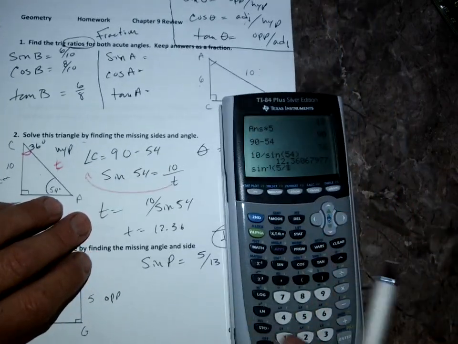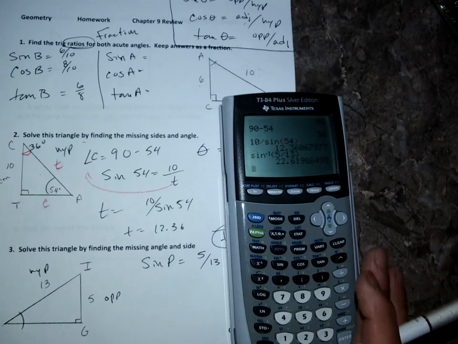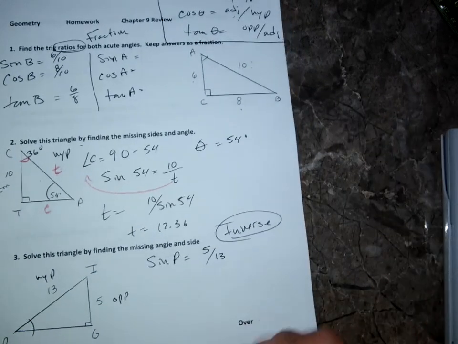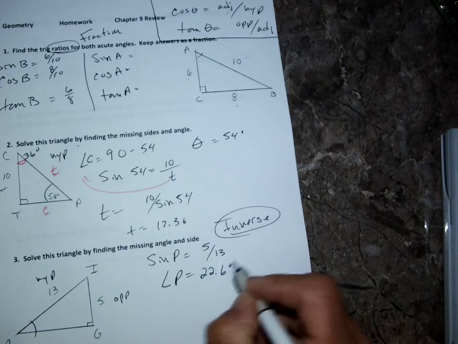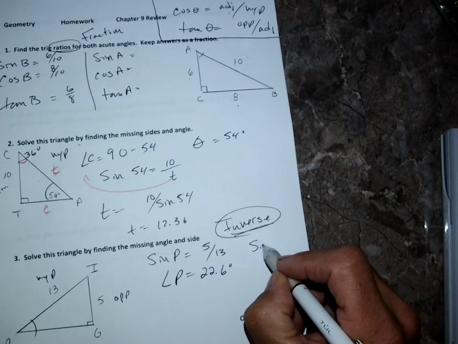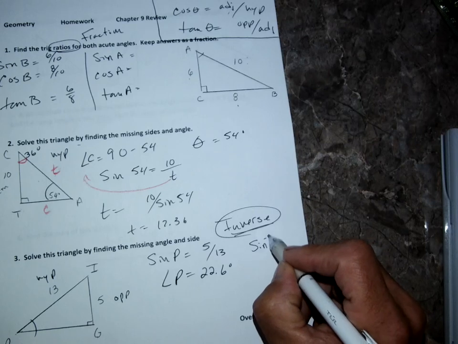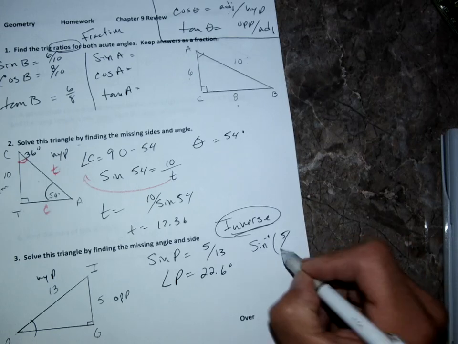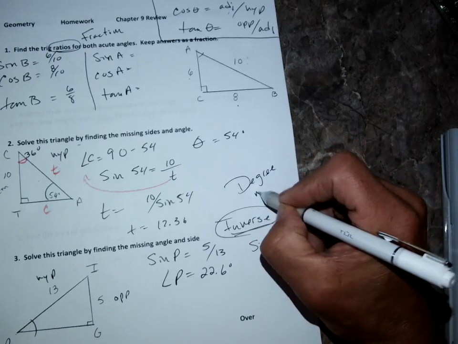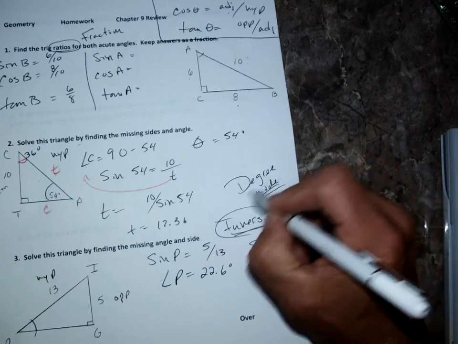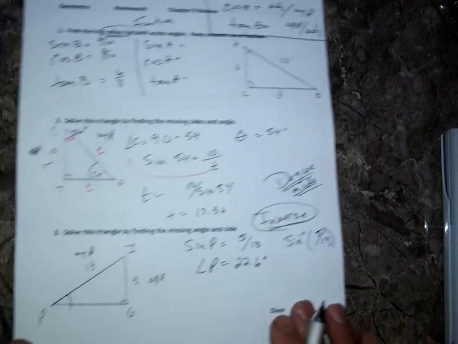5 divided by 13, and I get an answer of about 22.6 degrees. So angle P is 22.6 degrees, because you have to use sine inverse of 5 over 13. Degree mode, right? If you're not getting these answers, check your mode. Ask me and I'll show you how. And I'll let you finish it up.